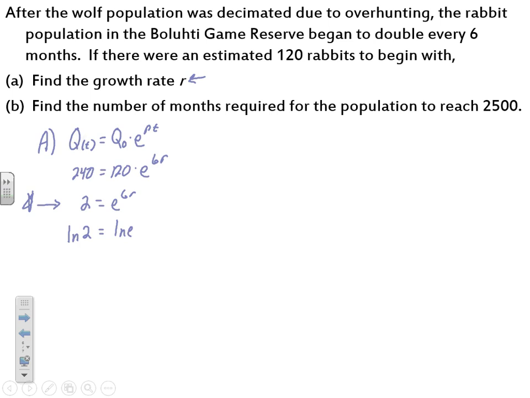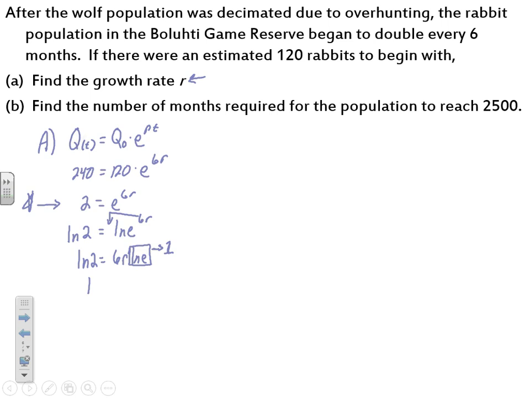So I'd say log base e, or I'm sorry, natural log of e to the 6r power. And according to our power rule of logarithms, we can rewrite this as saying natural log of 2 is equal to 6r times the natural log of e. And again, the primary reason why we want to say the natural log of e is because that just simplifies to be the number 1.